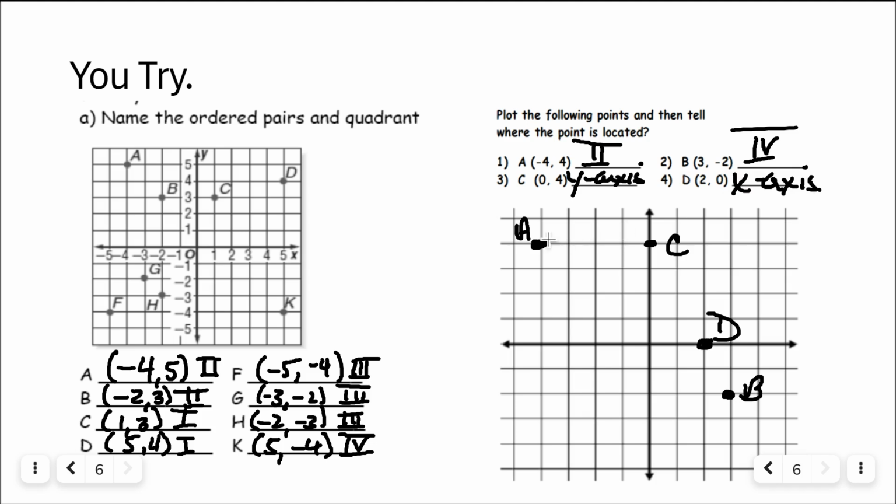That's how you graph points. That's how you name points. The biggest thing that most people have probably forgot were the quadrants. Make sure that you know those.